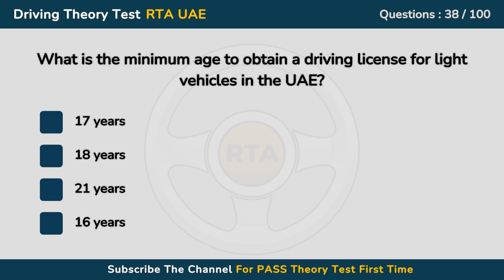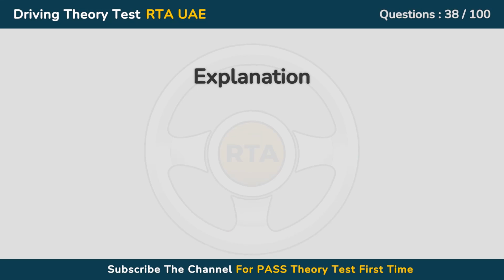Question 38. What is the minimum age to obtain a driving license for light vehicles? A. 17 years, B. 18 years, C. 21 years, D. 16 years. To create a rumble strip effect.